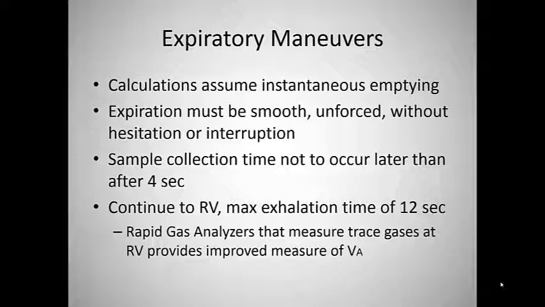Now when you do your expiratory maneuver, the calculation assumes instantaneous emptying. So the expiration must be smooth, not super forced, but quickly, without hesitation or interruption. It's not really passive, but it's not really forced either. Now the sample collection time is to occur no later than 4 seconds after you start blowing out. We'll talk a little bit more about that in a second. You continue blowing out to RV, and again, you may have to get all your air out to get into RV. It may take as long as it did to start with. It may take 12 seconds to get all your air out.